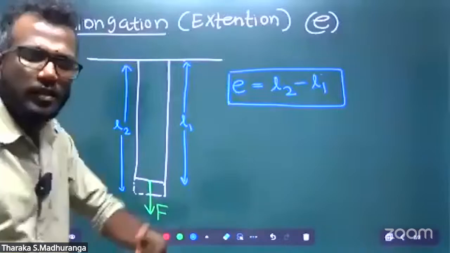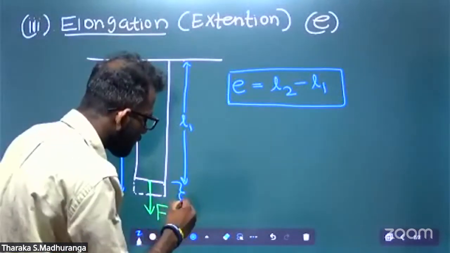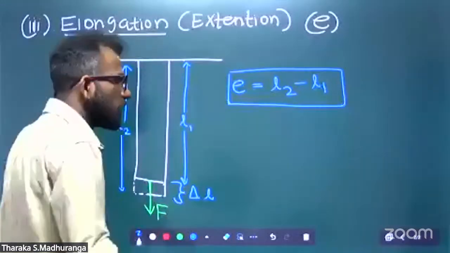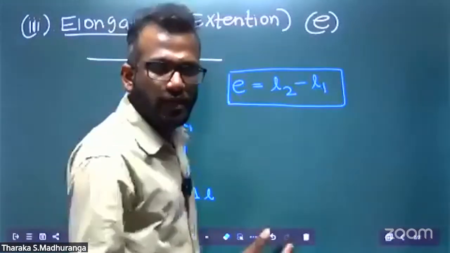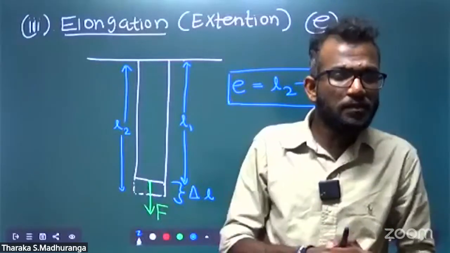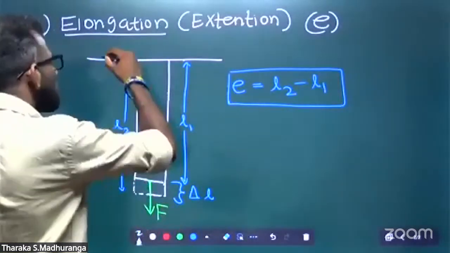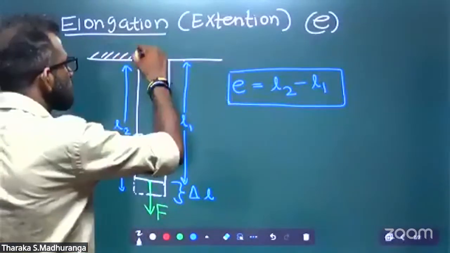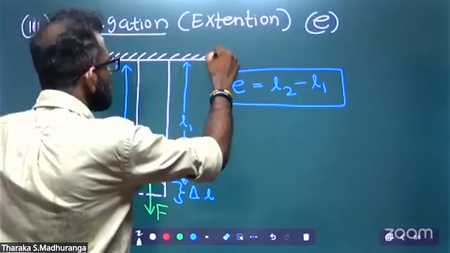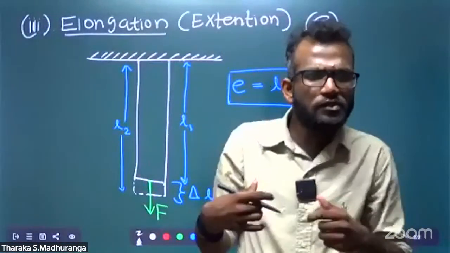In other words, the delta L is the length difference. The delta means difference, no? The length difference is what we call elongation. Elongation means when we apply external force on any object, the length increasing or decreasing amount. It can be increased or decreased.